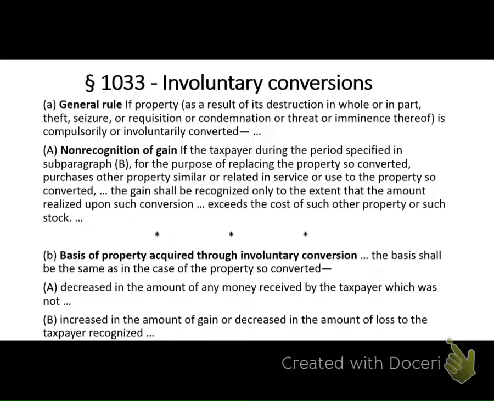In 1033(g), we talk about property held for productive use in a trade or business or for investment. With that type of property, it's not as strict. It's not similar or related in service or use. Instead, we use a general like-kind standard, the same kind of standard that we saw in 1031. So if we have property held for productive use in a trade or business or for investment, and we have an involuntary conversion, we look at 1033(g)(1) and we use the like-kind standard for property allowed to replace it.